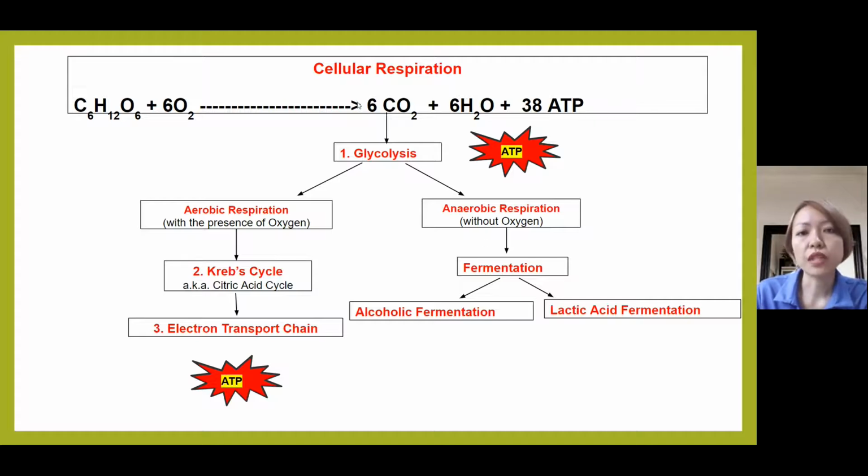So I showed you already this concept map. We are done here: glycolysis, aerobic, that is Krebs and ETC. We're done with this discussion. Our focus for today's discussion is anaerobic, that is fermentation, meaning anaerobic is without oxygen, and that is fermentation, two types: alcoholic and lactic acid. So focus your mind here.